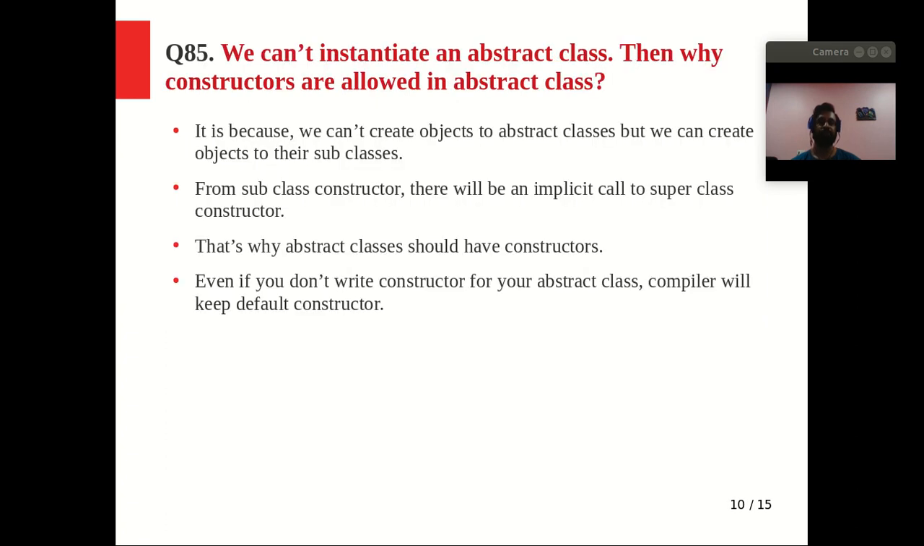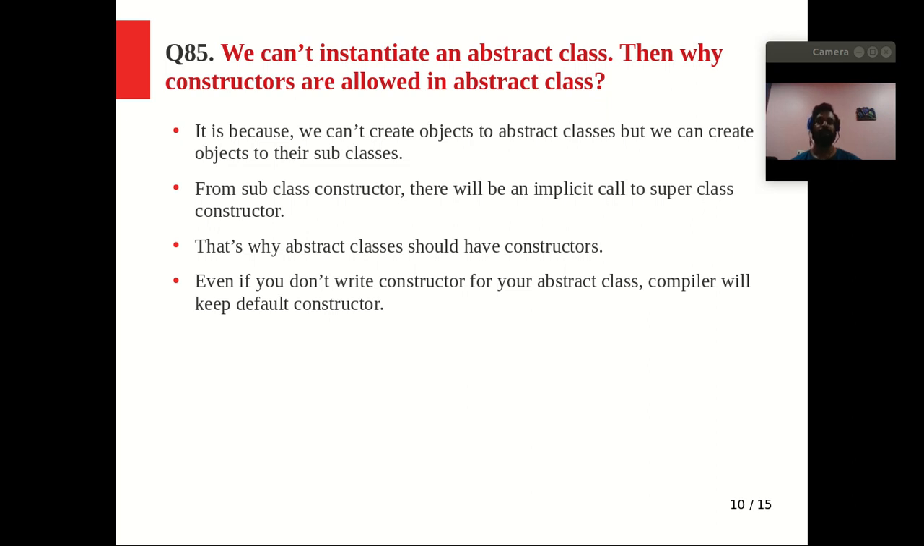So it is because we cannot create the object of an abstract class, but we can create the object of its subclass, right? So in my initial example where I showed a vehicle and a bike, there also I created the object of a bike, right? So bike was a subclass, and it was extending the vehicle class, and vehicle was an abstract class, right? So it is true that we cannot create the object of an abstract class, but we can create the object of its subclass.